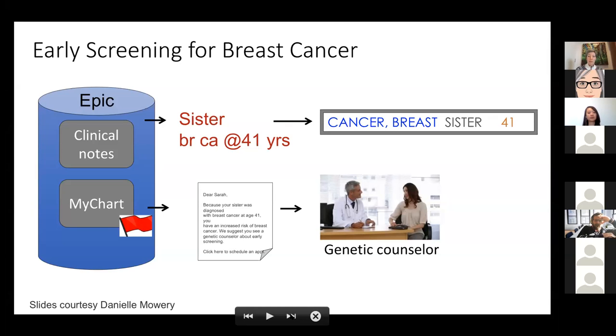This is a project in place at the University of Utah, and it's implemented in Epic, so that it goes into MyChart, it flags the record, it sends them an email on the patient portal, and then they can go see a genetic counselor. All right, but it's all based on NLP.